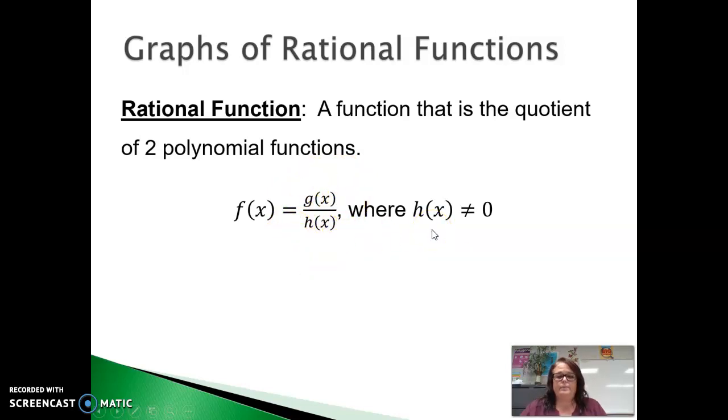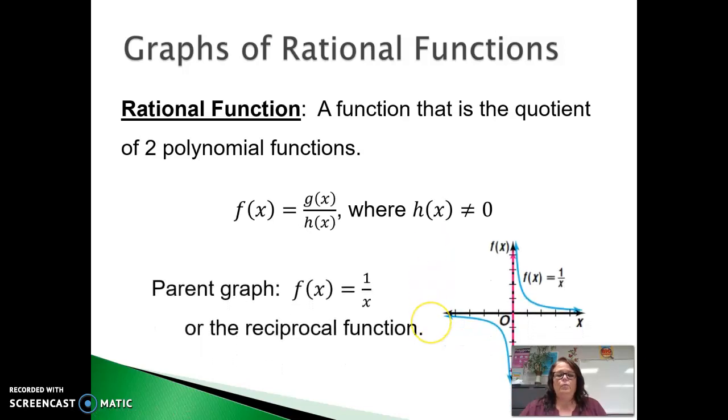not equal to 0. So the parent graph that we're going to focus on in this section is f of x equals 1 over x, or what I call the reciprocal function. Every point that we get here as I go to the right is going to be the reciprocal to get my height. From my beginning of 0, 0, notice there isn't a point there. If I go to the right one step, my arrow just got lost.